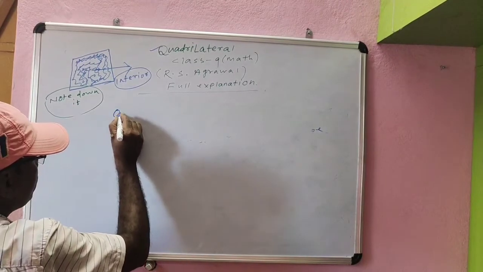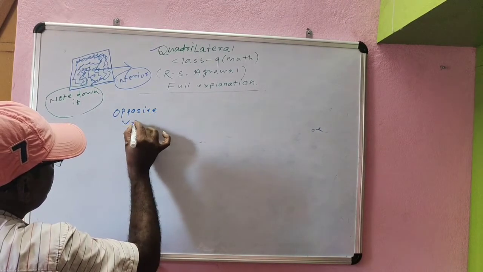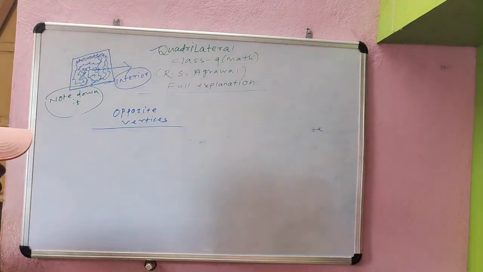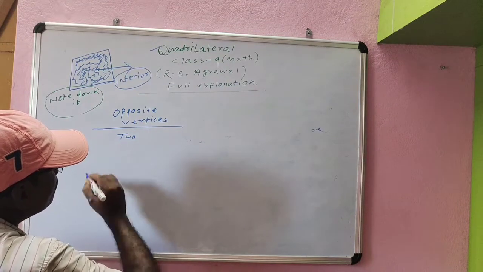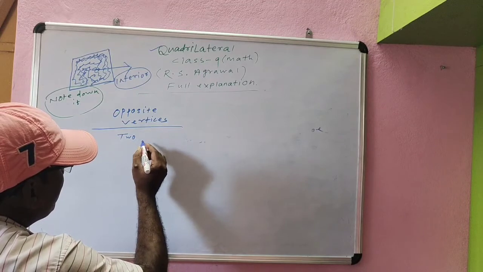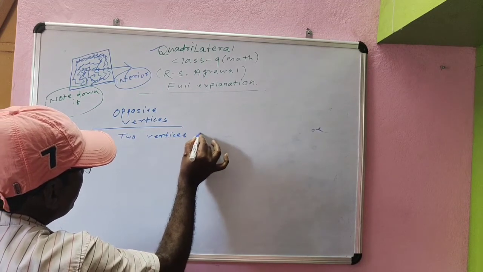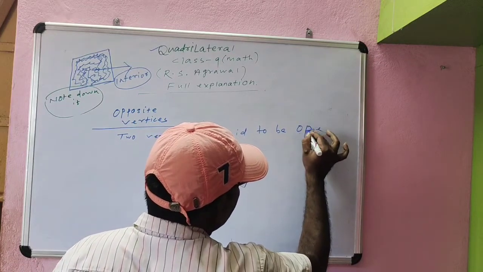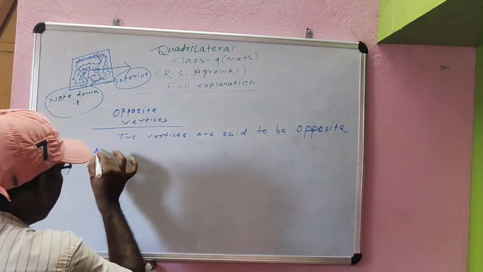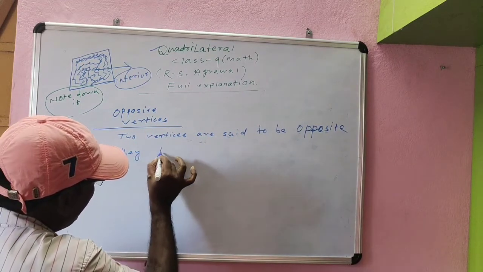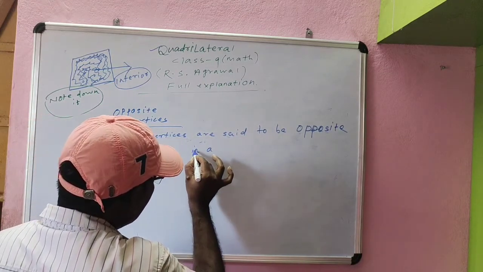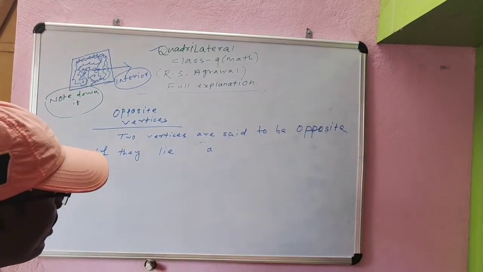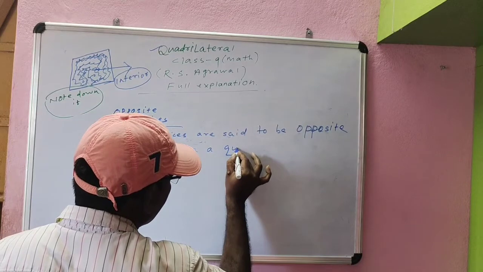Now opposite vertices. What are opposite vertices? 2 vertices are said to be opposite if they lie on a quadrilateral diagonally.